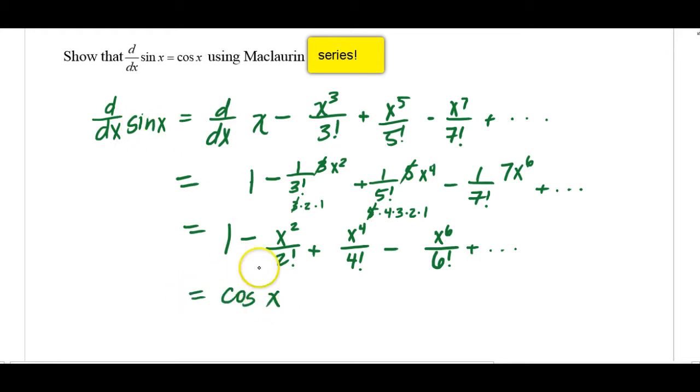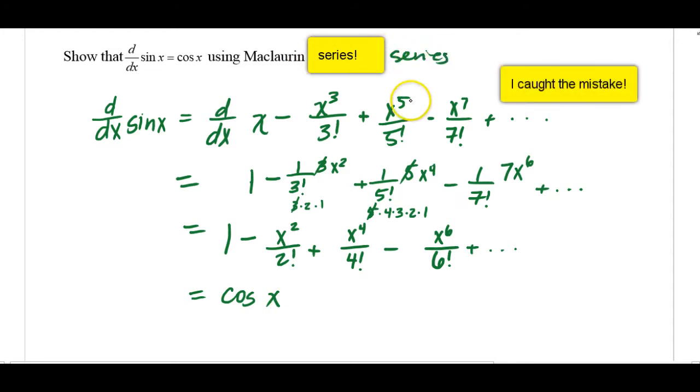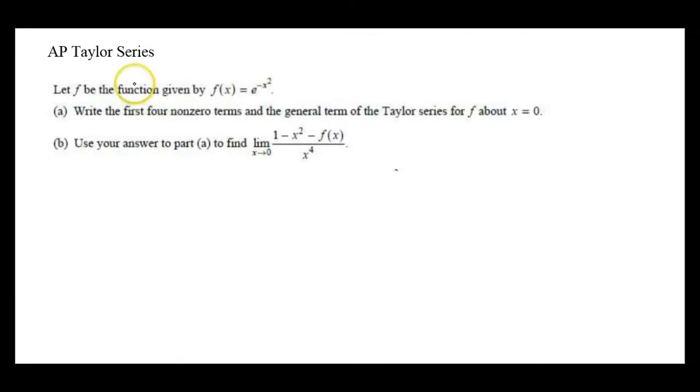So the derivative of sine we just showed using Maclaurin polynomials, or Maclaurin series, Taylor series, is exactly cosine x. So that's probably what that should have said, using a Maclaurin series or a Taylor series. Now let's move on to some AP Taylor series. So sorry about how blurry some of the questions are. I just copied and pasted them from old AP exams.